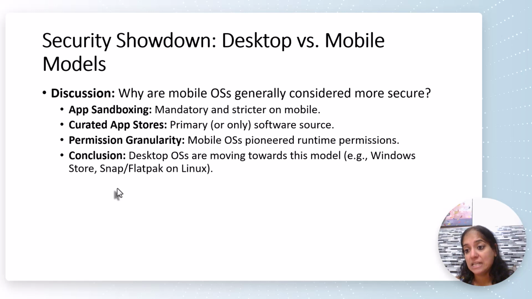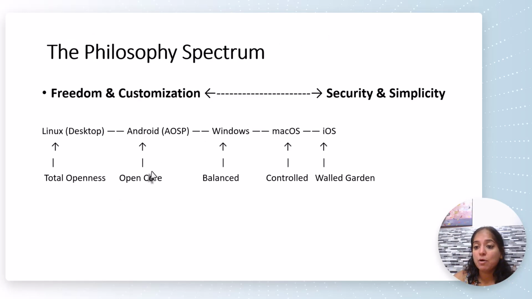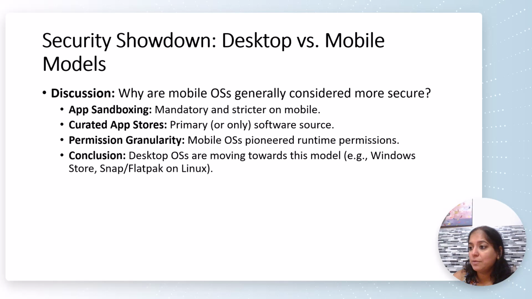Actually, it's not magic, it's design. Mobile operating systems were built from the ground up with security first. They made app sandboxing mandatory and strict, and they established curated app stores as the primary or the only software source. They introduced granular runtime permissions. Desktop operating systems are now playing catch up. Windows has its store and sandboxed apps, and Linux has containerized formats like Snap and Flatpak. The mobile security model is becoming the new standard for all computing.